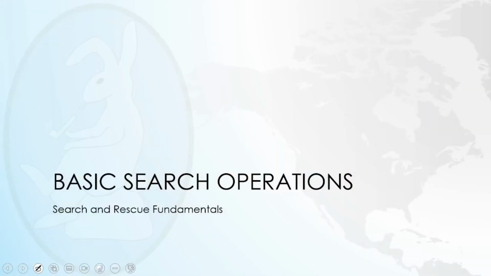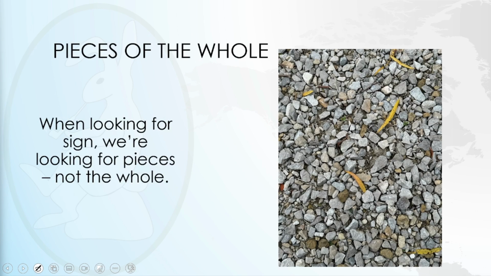In the last video we talked about the relationship between sign and the baseline. Whenever we're looking for tracks and whenever we're looking for sign, we're looking for pieces. We're not necessarily looking for the whole. It's very rarely that we're going to have a track that shows every characteristic of that impression. So we're looking for the subtle little changes to the environment that indicate to us that this has been caused by a creature's passage, that this is sign.